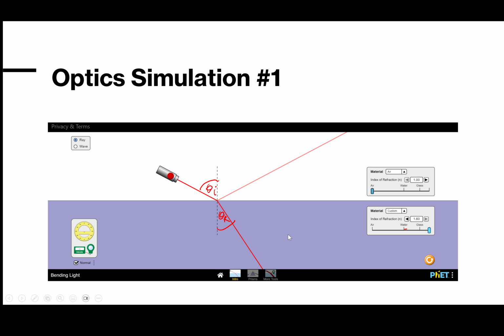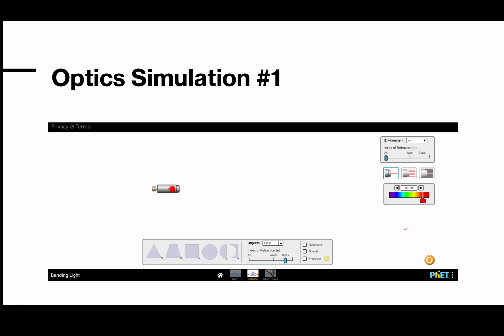The light should not refract in air. For example, if I do something like this and shoot the light off, we know that the light will not bend because the medium has not changed. The refractive index of air will always be 1.0003, or roughly 1.